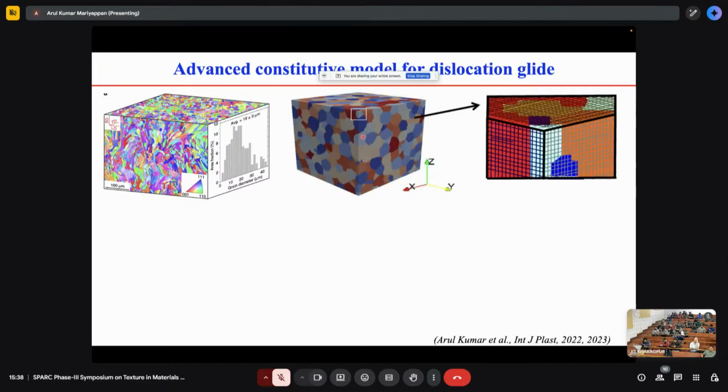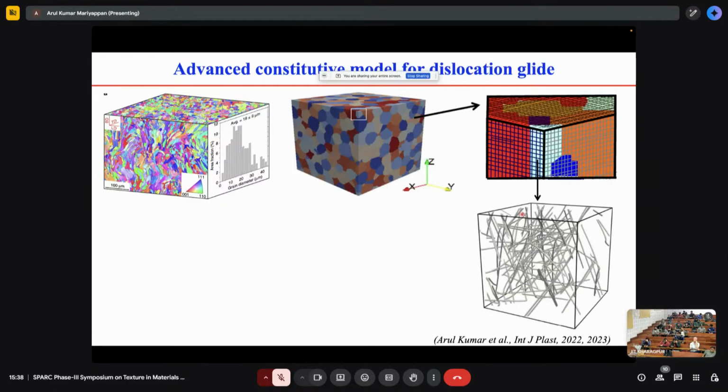Then it will be discretized. Then we have each and every material point, which we call a voxel. If I look at the voxel, its size may be on the order of a micron cube or submicron cube. If I look inside, we may have lots of complex dislocation structures.